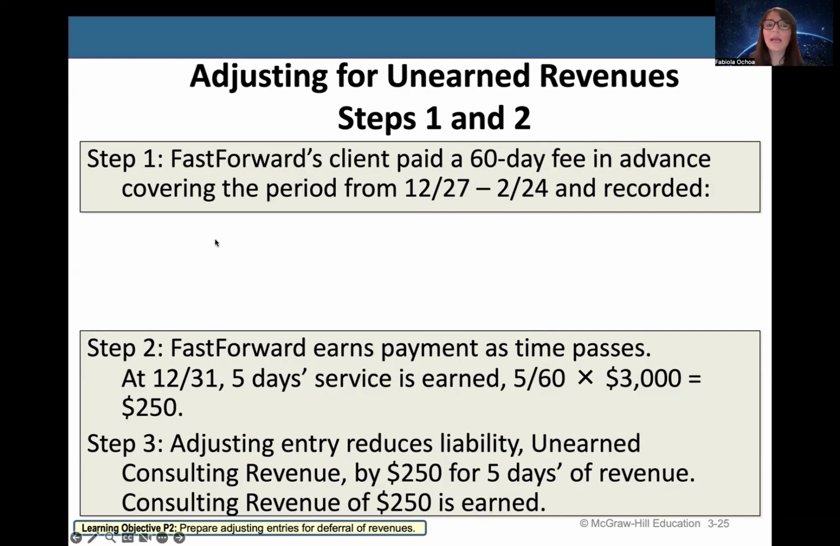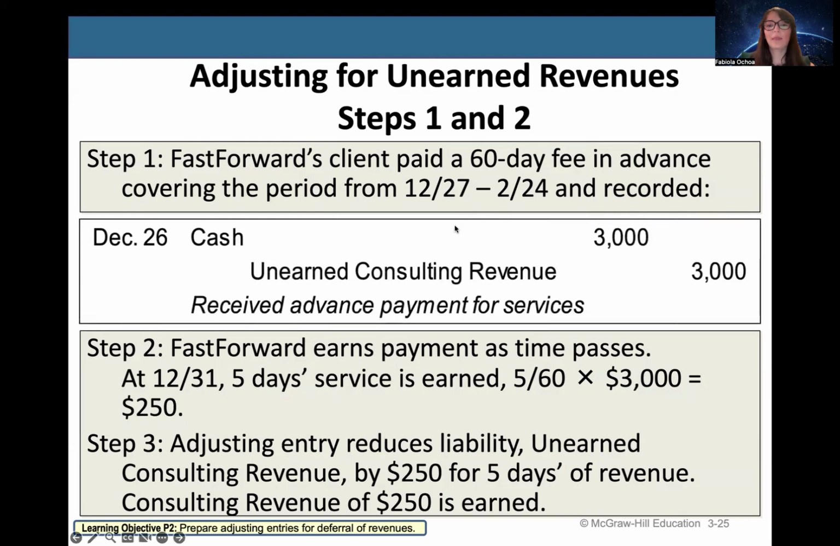For an example, we have Fast Forward's client paid a 60-day fee in advance covering the period from 12/27 to 2/24, and they recorded a debit to cash, making their cash balance go up, and a credit to unearned consulting revenue, which is a liability. A credit to a liability makes the liability balance go up.